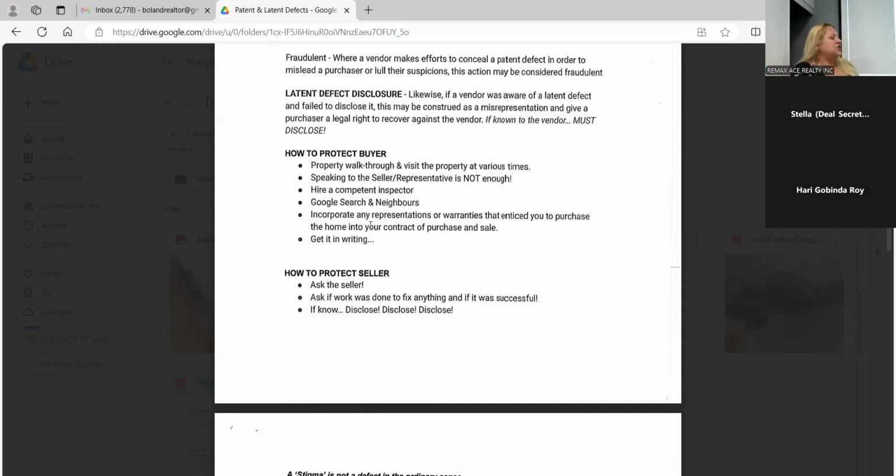But a lot of these agents just want to hustle. They want to sell the property no matter what. So they try to hide things. And that's when it becomes a big problem, right? So how do you protect your buyers? You do property walkthroughs and visit the property at various times, right? Morning, night. You might discover you went to the property during the nighttime, but during the daytime, a big train comes through and makes a lot of noise in the neighborhood or something, right?